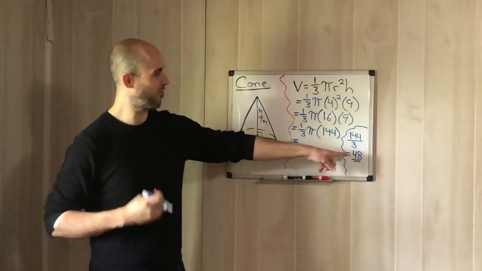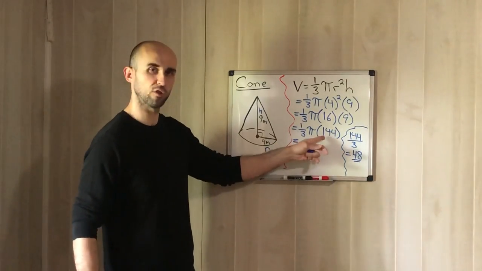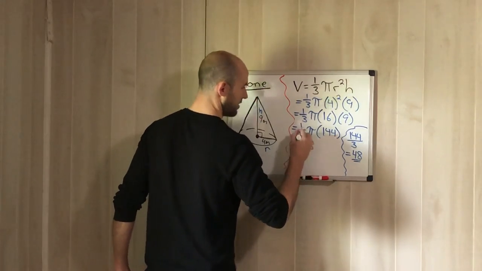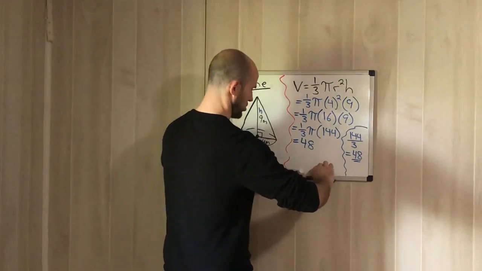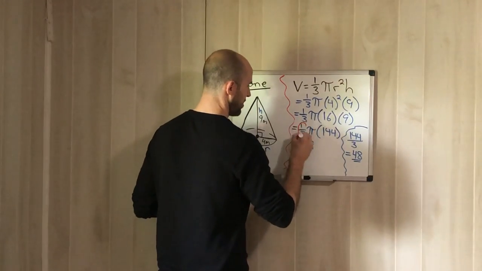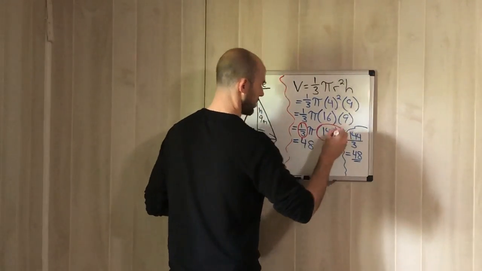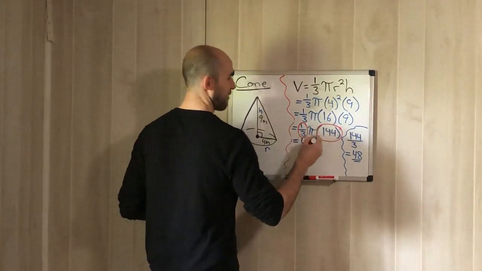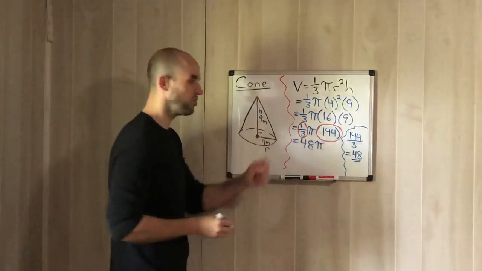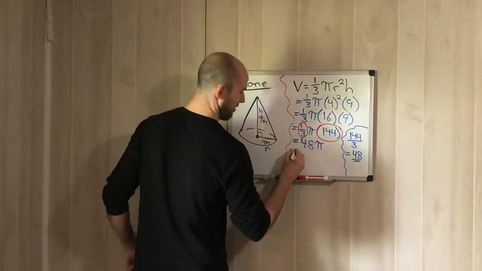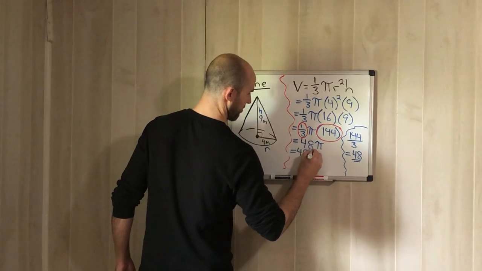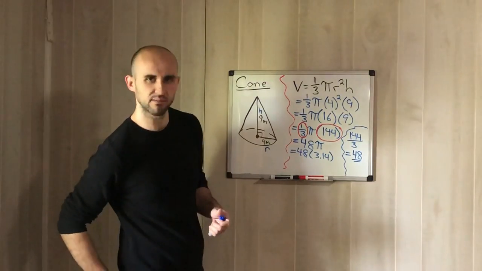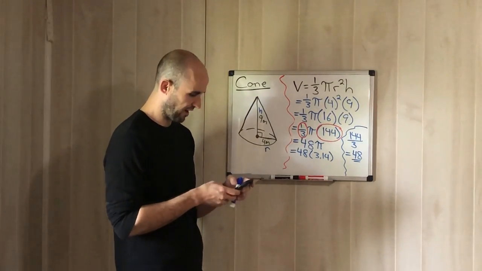And just to show you where that 48 came from, all I did was take 1/3 of 144, so 144 divided by 3 gives us 48. Can't forget the pi. And once you have that, don't forget, whenever you see pi, you can look at it as 3.14. And once you have that, 48 times 3.14 will give us our final answer.